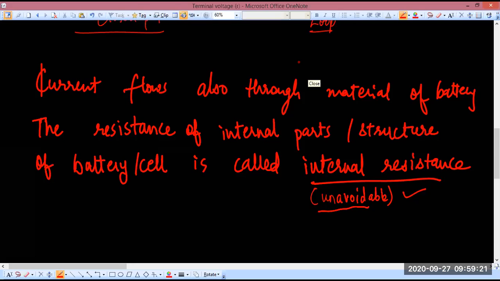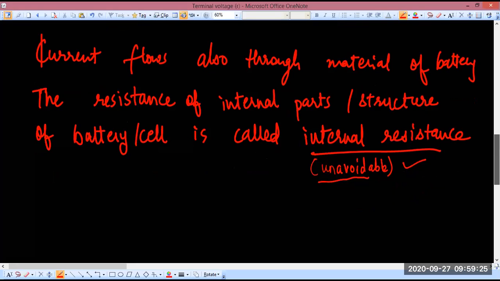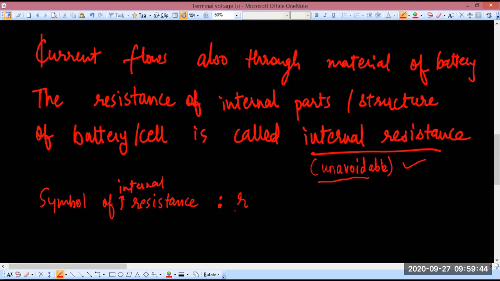Okay, now let me write the symbol. Symbol of internal resistance. Symbol of internal resistance is r. Okay, small r, not capital, never capital, people. Symbol of internal resistance is small r. Okay, never use capital for this.